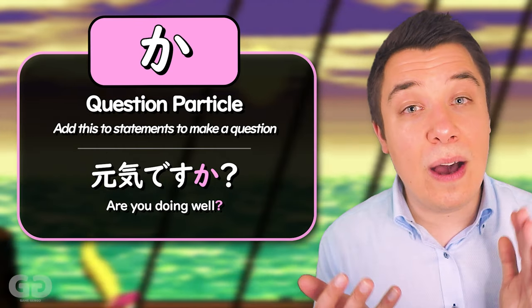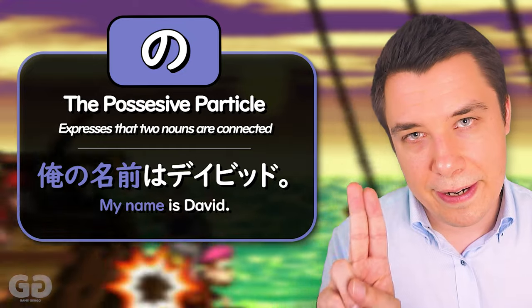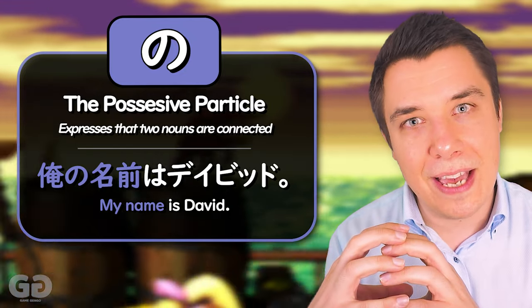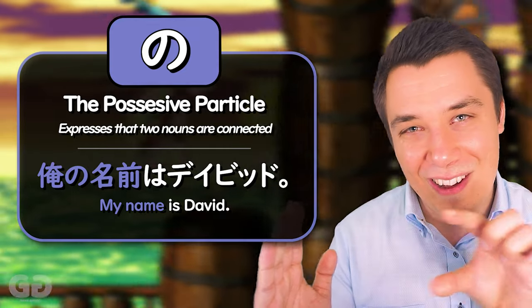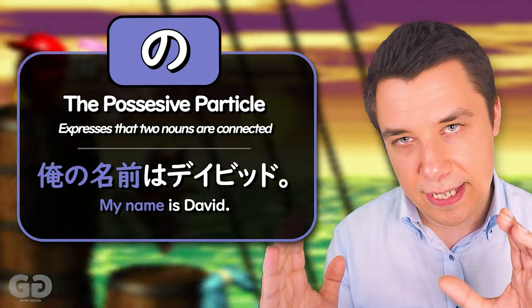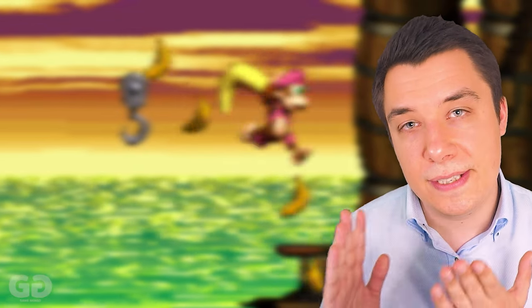And we've learned how the no particle turns nouns into one noun. It combines them together, with the final noun in the kind of series of nouns being the main idea, the main noun. So what's the most important thing? So I have a question for you. Which of the three nouns do you think is the main noun in this sentence?